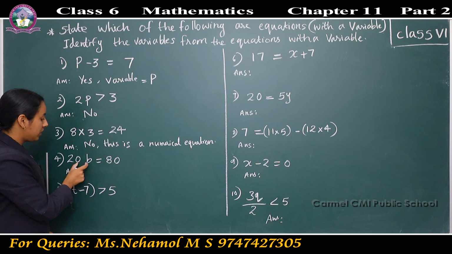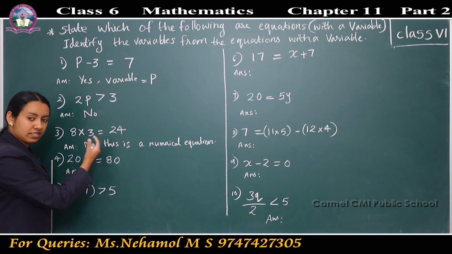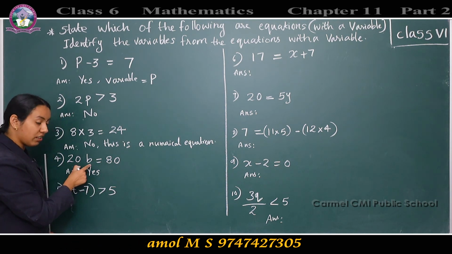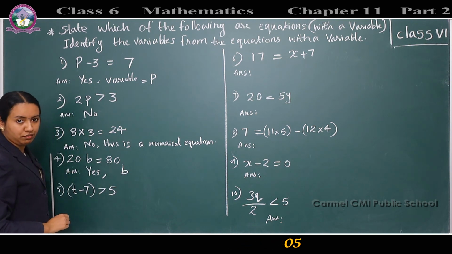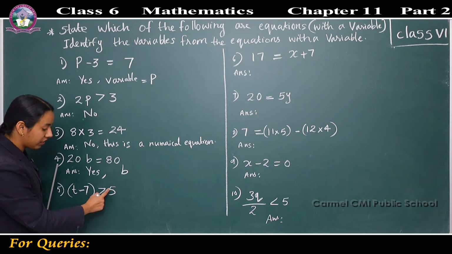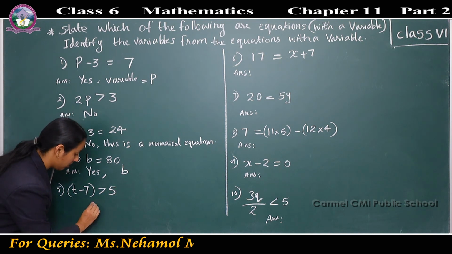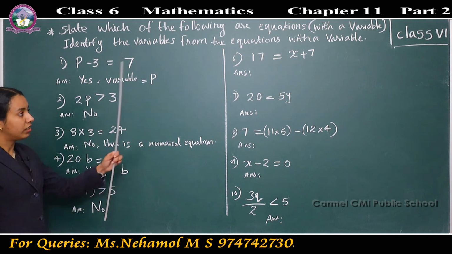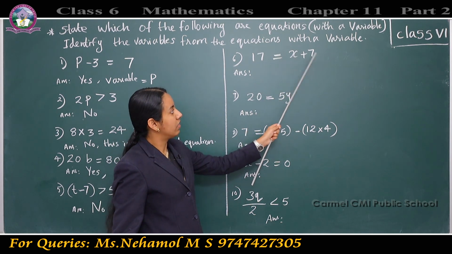Next one, 20b is equal to 80. It is of the form LHS equal to RHS. So it is an equation with a variable. Then what is the variable? B is the variable. Then next one, t minus 7 greater than 5. It is also not an equation. Answer no.